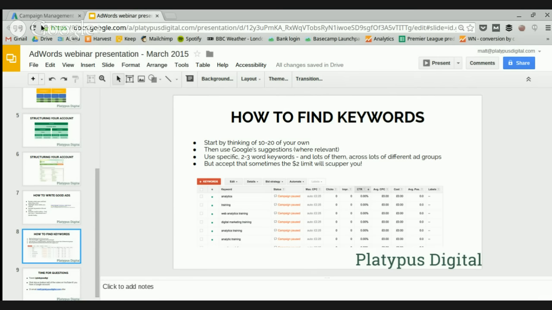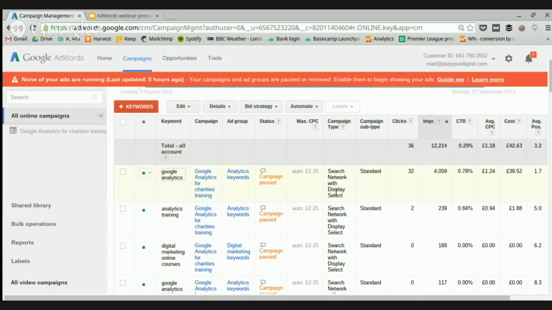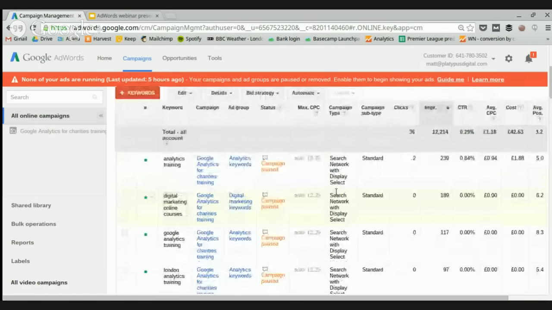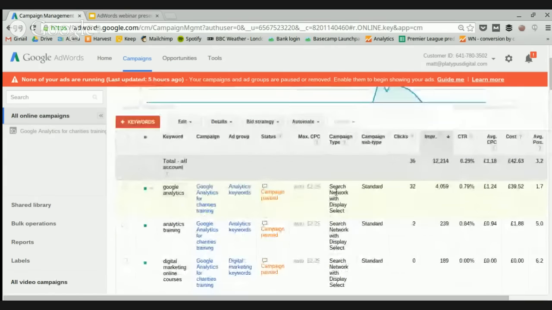So let's have a look at an example of a live AdWords account. Ignore those big red messages. That's just saying that my campaigns are paused. As an organization, we ran some Google Analytics training last year, and we ran a very short campaign to attract people who are looking for Google Analytics training. So I've included a few different types of keywords, and I'll just zoom in so you can see these a little bit better.